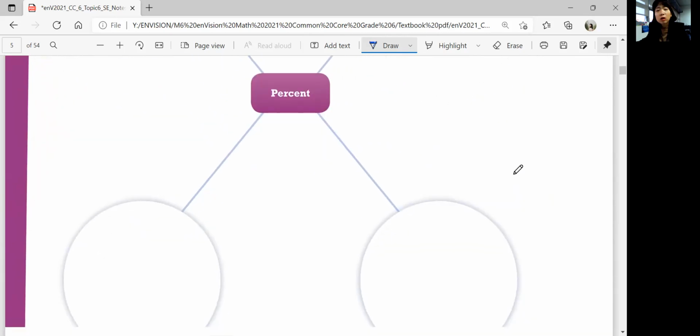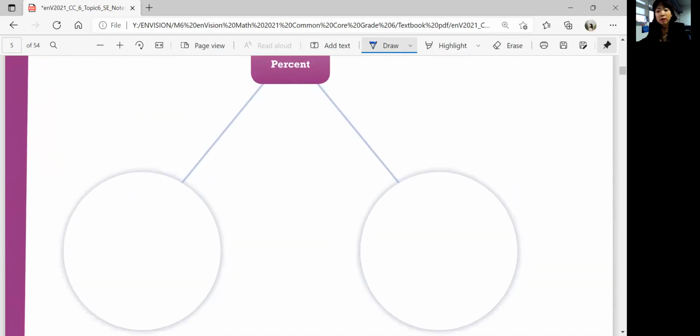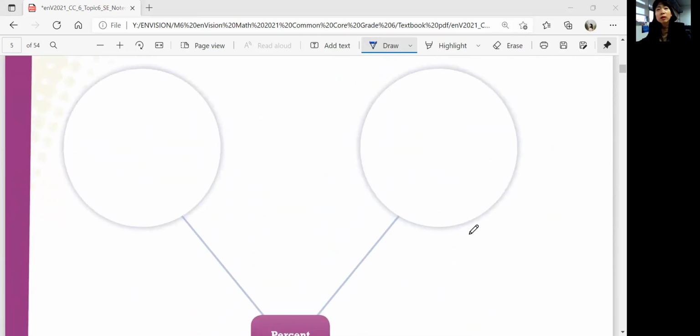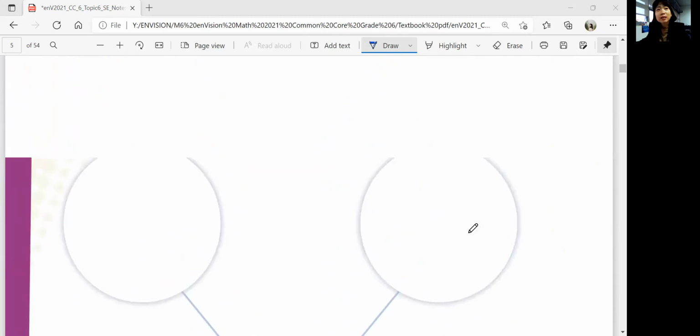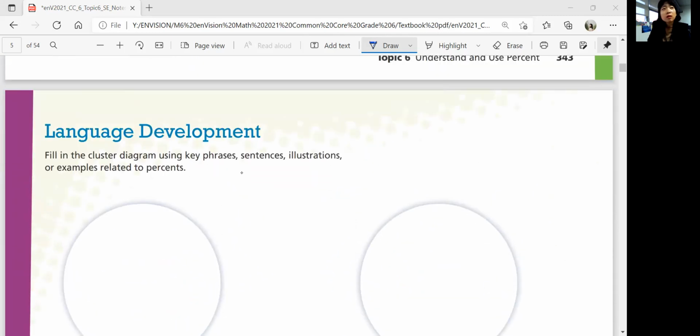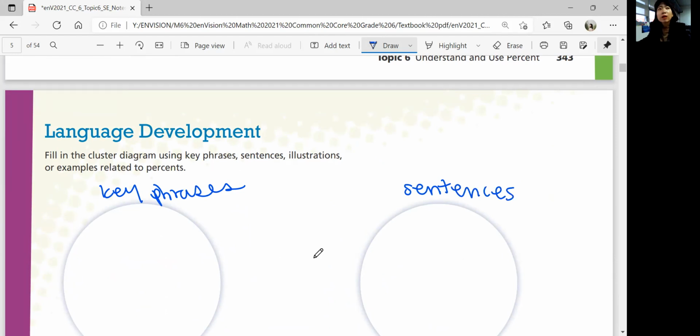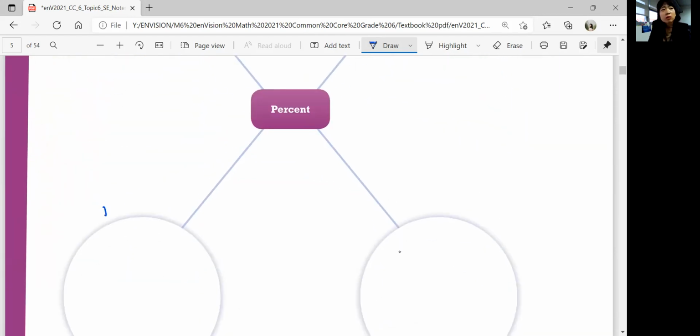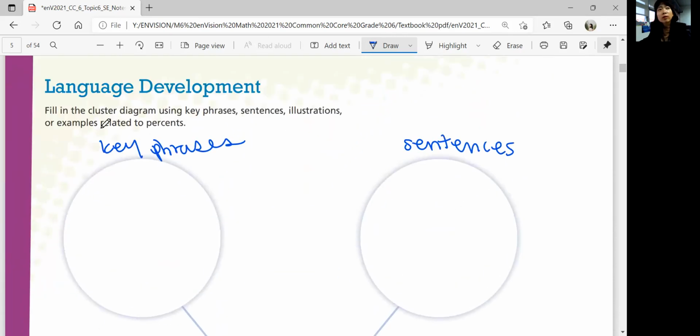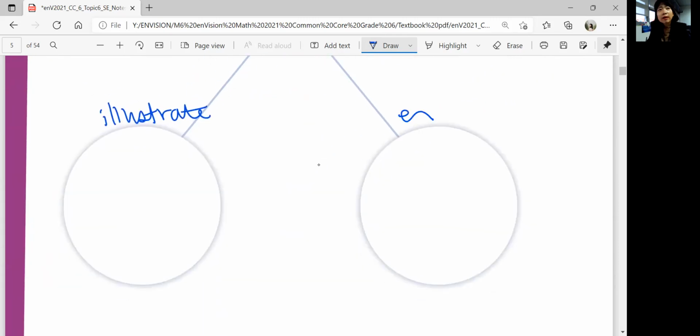Okay. So looking at the next page, we have a percent. What are things related to percents? So you can use the first circle for writing key phrases. And then second circle with sentences using percents. And then third circle, you can illustrate how to describe percent. And then fourth circle, you can write examples.